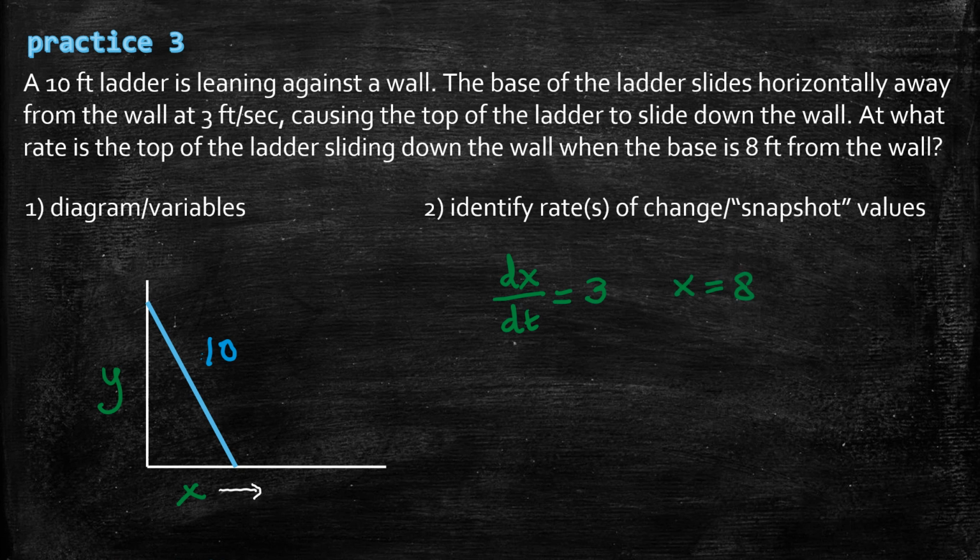What do we want to know? Well, we want to know how y is changing, so we are looking for dy/dt. And the snapshot value, well, we don't know it, but we may need it, so we'll keep our eye out for that. So these are the snapshot values we're interested in: x equals 8 and y equals, to be determined. We'll do steps 3 and 4 on the next slide.